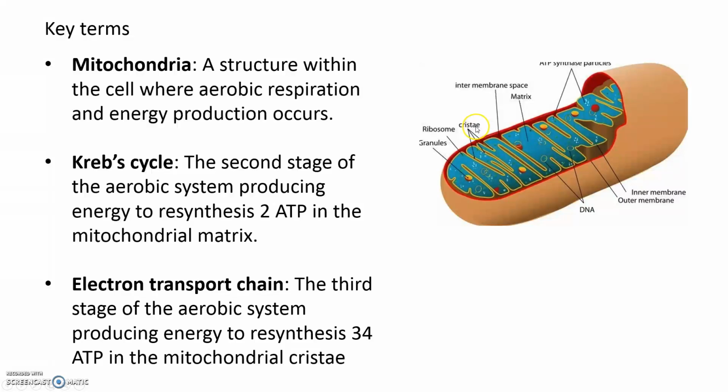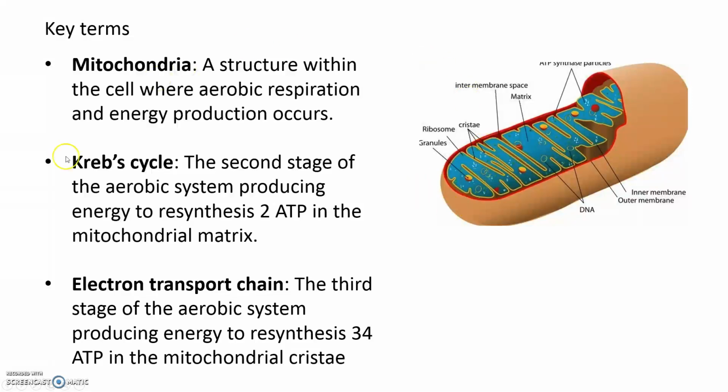The reason for that is there are three parts to the aerobic system. The first part is aerobic glycolysis, then we have the Krebs cycle, and then the third part is the electron transport chain. The Krebs cycle is the second stage of the aerobic system, produces 2 ATP, and takes place in the mitochondrial matrix, so in this part here. Now the third and final stage of the aerobic system, the electron transport chain, produces 34 ATP, and this takes place in the cristae, the folded inner membrane here.